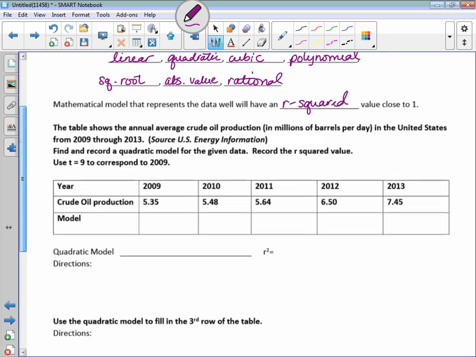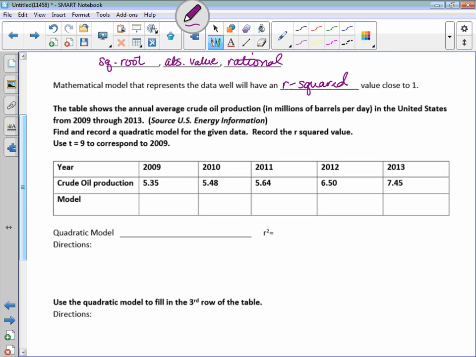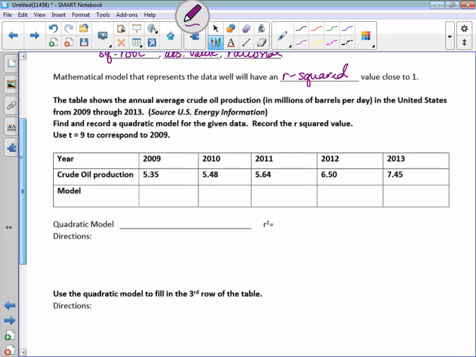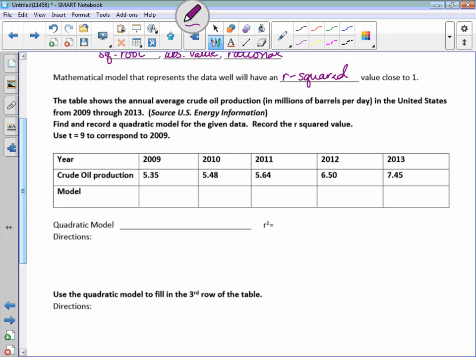So I'm giving you a table here. We're looking at the annual average crude oil production as far as barrels per day. I want you to get these values entered into your list. Instead of 2009, though, they tell us to just use a 9. So you're looking at 9, 10, 11, 12, 13. Okay, again, your time is going to be your X, and then your barrels is going to be your Y.